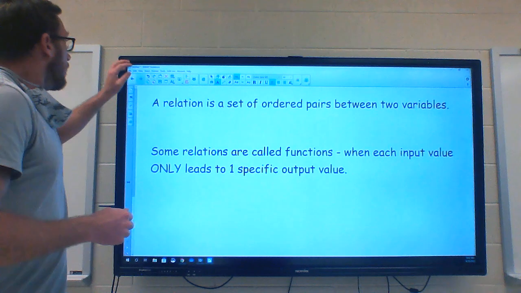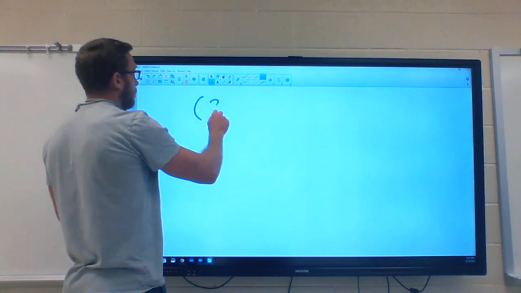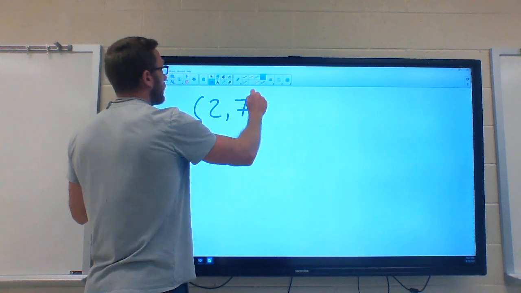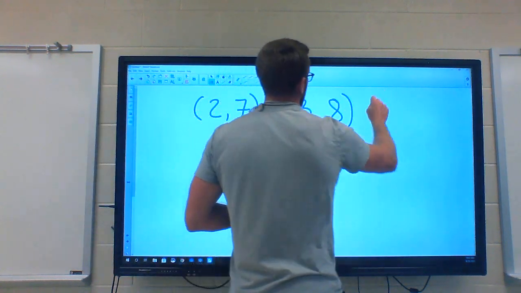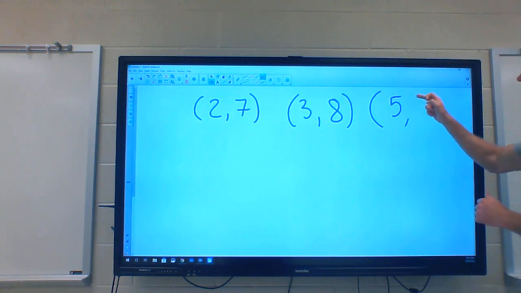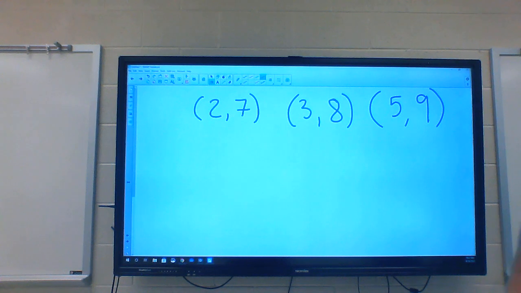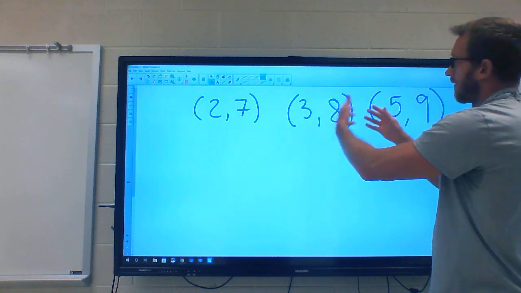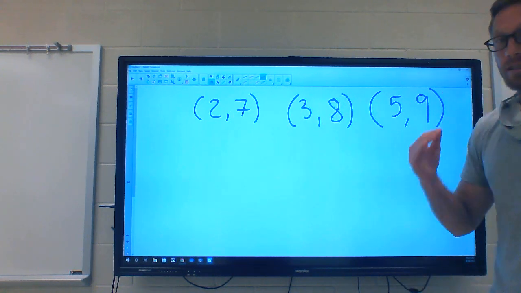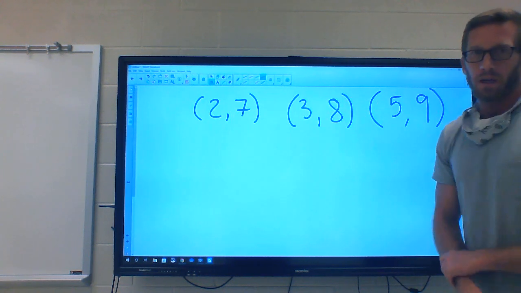All right, so when we say it's a set of ordered pairs, that means we have points like (2, 7), (3, 8), (5, 9). So we have 3 points. These 3 points in this specific case make a relation as well as a function. In fact, anytime we have a set of ordered pairs, it is definitely a relation, no matter what combination of numbers we use.